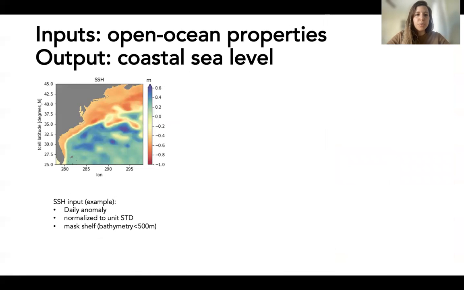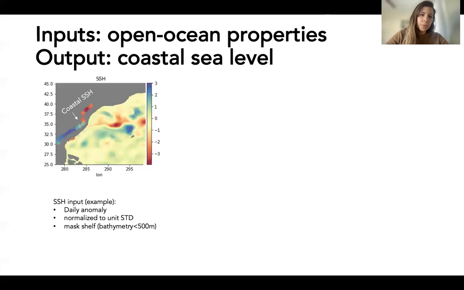So just to get a sense of what these might look like in the network, we have to work on the data a little bit before we let the machine learning method learn it. So we calculate the anomalies, and we normalize the data to unit standard deviation. And we also found that there's a very high correlation between what's happening at the coast and other properties along the shelf. So what we've done is we've actually masked the entire shelf, further separating the open ocean from the signal along the coast.